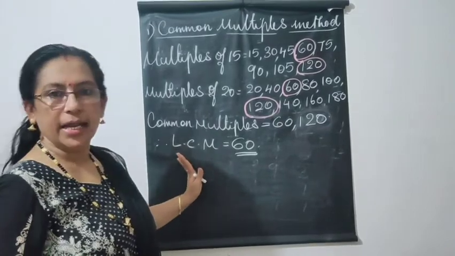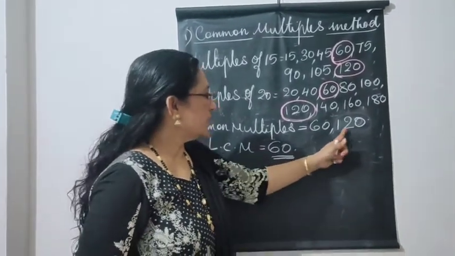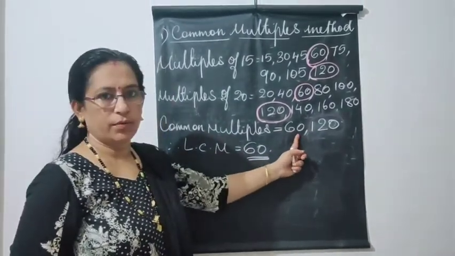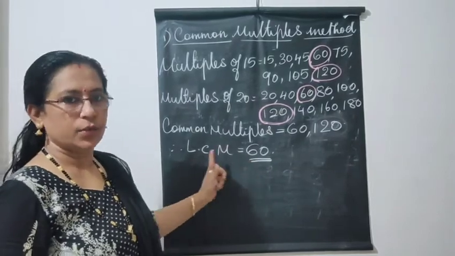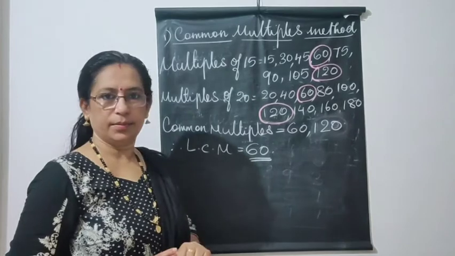Now next step, LCM, least common multiple. Out of these common multiples, which is the smallest one? 60 is the smallest one. So write 60 here. So the LCM of 15 and 20 is equal to 60.